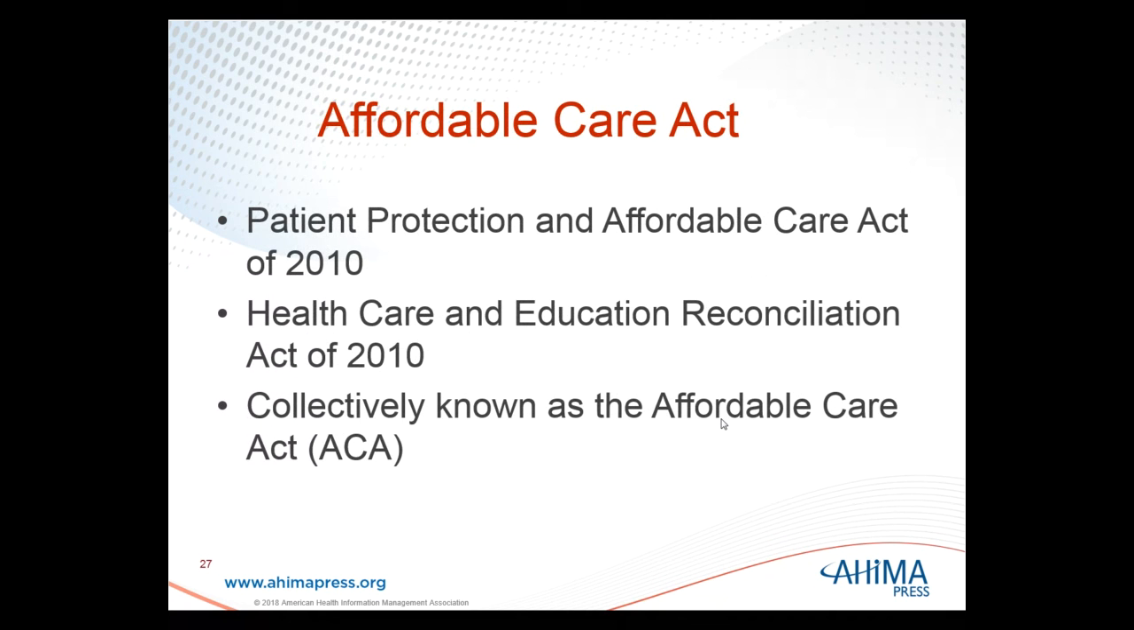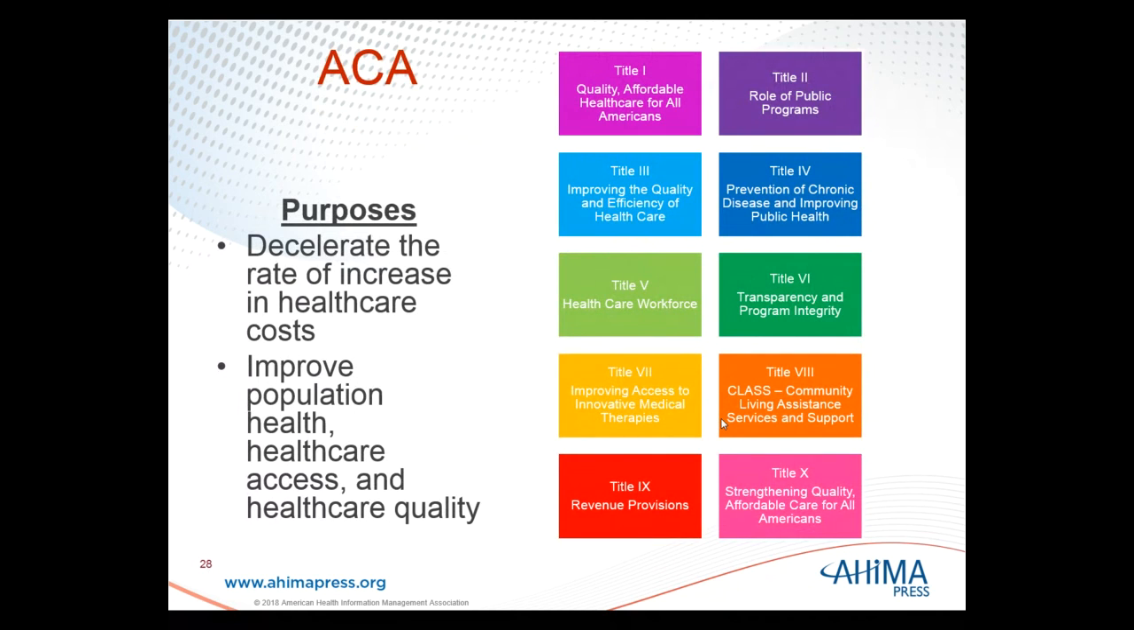Now, the Affordable Care Act started off as the Patient Protection and Affordable Care Act of 2010, and then we had an amendment, the Health Care and Education Reconciliation Act of 2010. Both of these together are known as the Accountable Care Act, Affordable Care Act, or Obamacare, all under the same name. It addressed those health system problems of excess cost, poor quality, lack of access. It has two purposes. One is to decelerate the rate of increase in healthcare costs. The other is to improve population health, healthcare access, and healthcare quality.